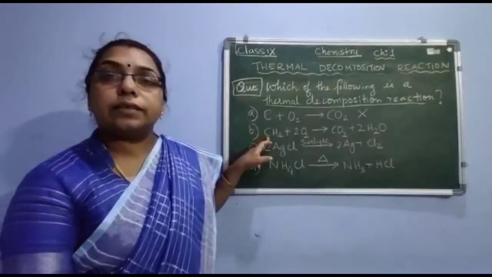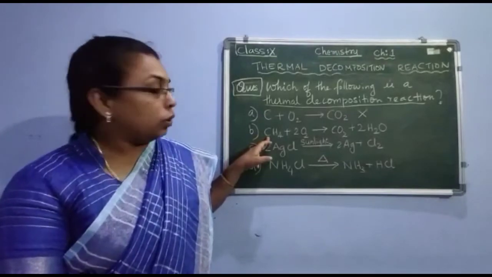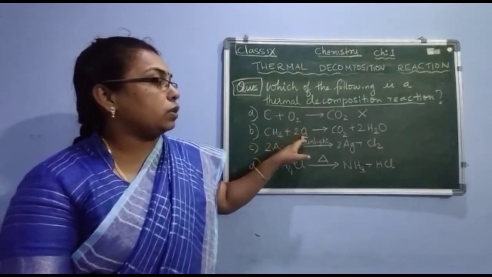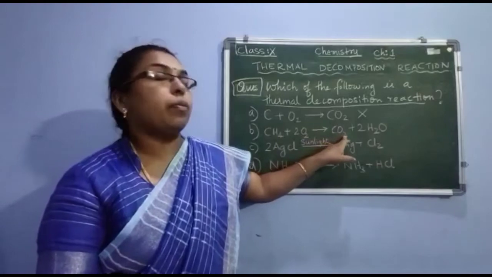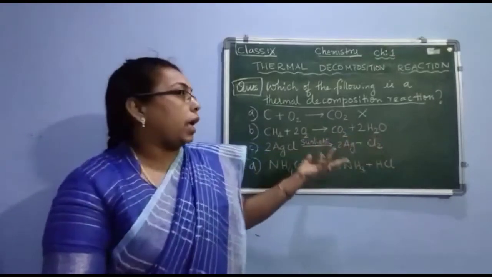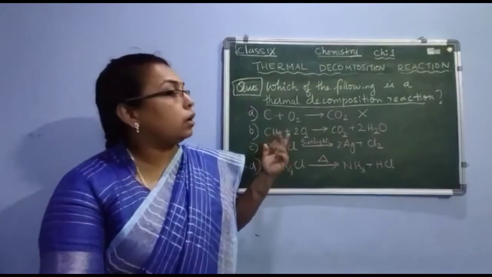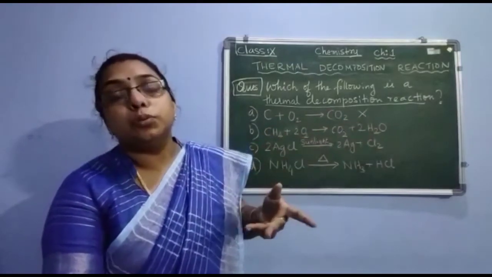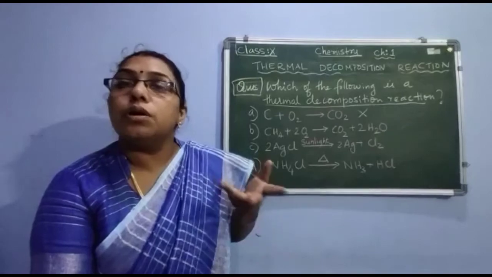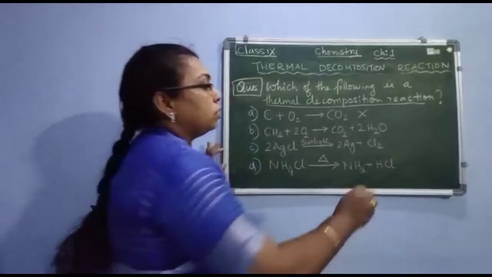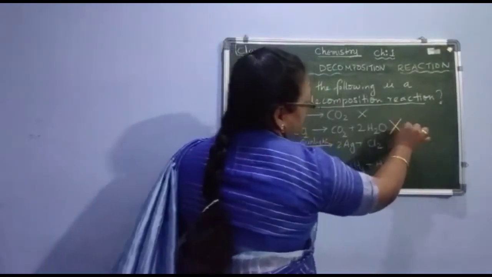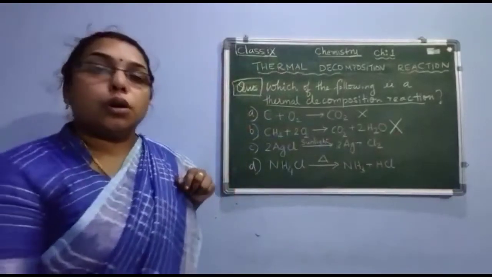Now come to option 2. Methane combines with oxygen and we get carbon dioxide and water. Again, there is no single reactant. 2 reactants are there which form 2 products. So this is also not a decomposition reaction. This option is also wrong.